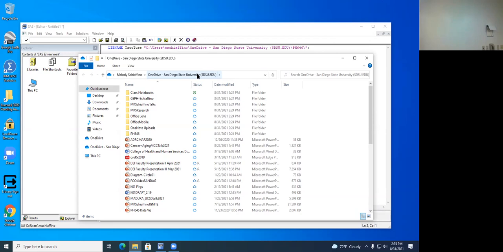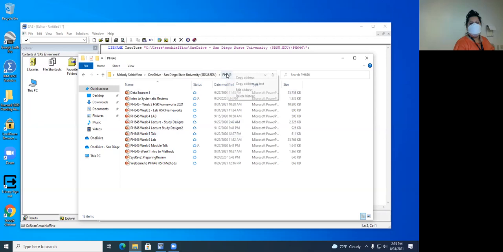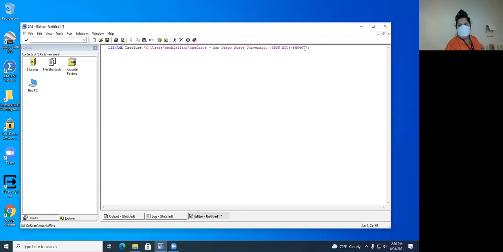And you just go to properties, the address? Let me show you a little trick. Like I said, I made a folder called PH646. And then I right click and I copy the address. And that's it. Did you add the backslash? In the SAS code, I did add that last backslash, because I want it in that folder.